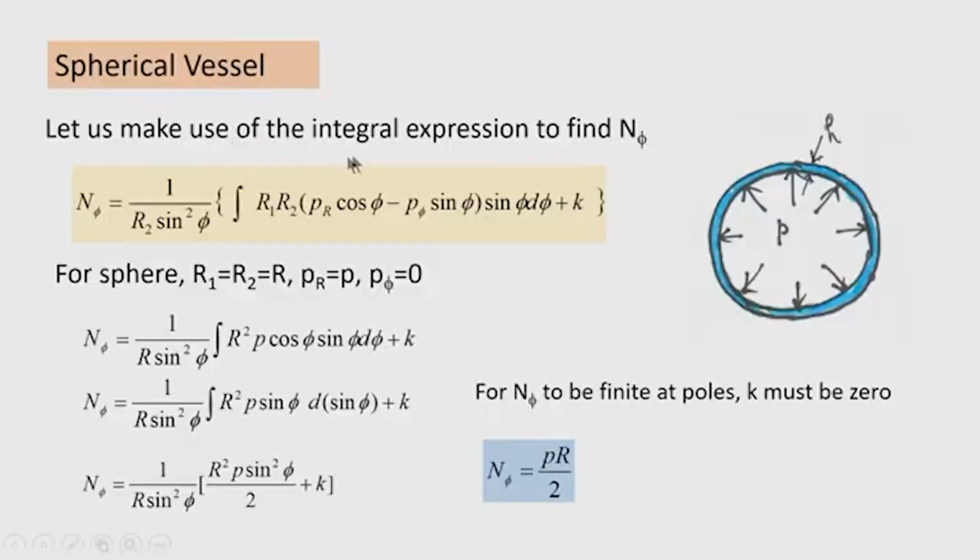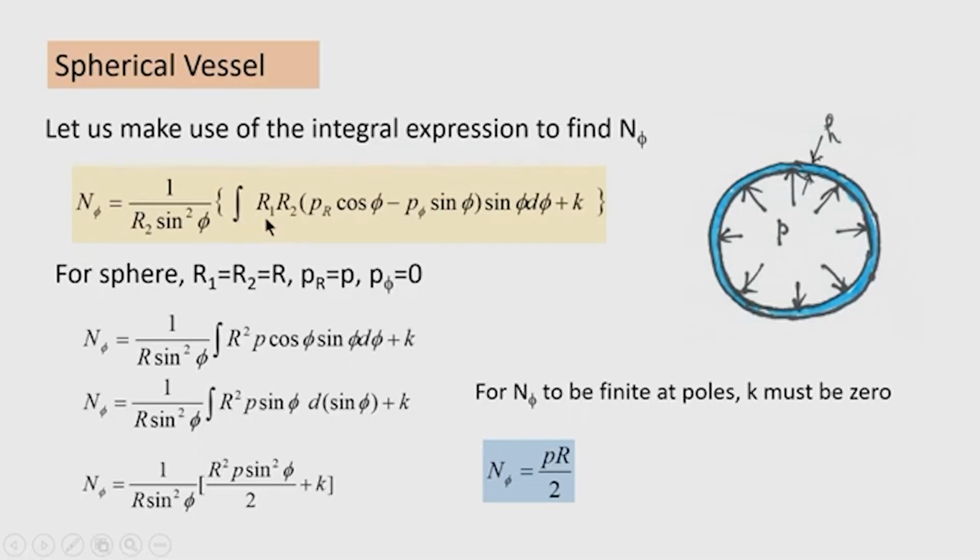So, let us make use of the integral expression to find the value of N phi. Now, here, instead of the force balance, that is, making use of the physical interpretation of this integral, we can find it, but instead of this we are now doing the integration. So, let us see how we can arrive at the result. N phi equals 1 by r 2 sin square phi, integration of r 1 r 2 (p r cos phi minus p phi sin phi) into sin phi d phi, plus k. K is a constant of integration because this is an indefinite integral.